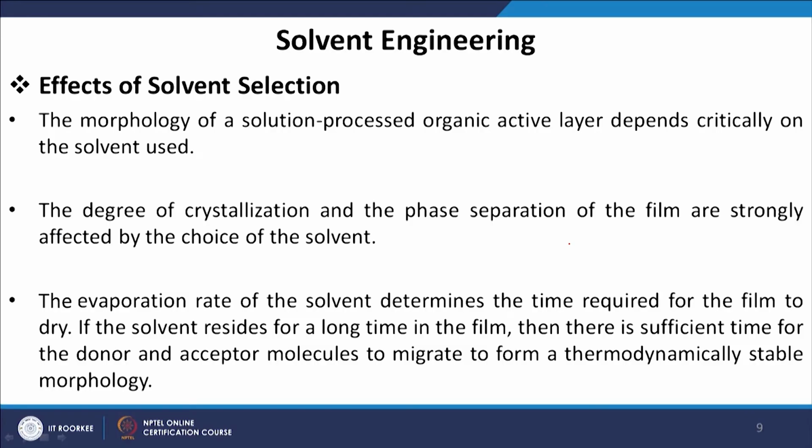In these two cases, the morphology evolution will be completely different, because the way the materials will crystallize and the degree of drying of the film, which can lead to the phase separation, will be completely different in these two cases. The evaporation rate of the solvent determines the time required for the film to dry. If the solvent resides for a long time in the film, then there is sufficient time for the donor and acceptor molecules to migrate to form a thermodynamically stable morphology. So, basically if we want the donor and acceptor to interpenetrate each other to make an interpenetrated network, then we want the solvent to stay in the system for more time.